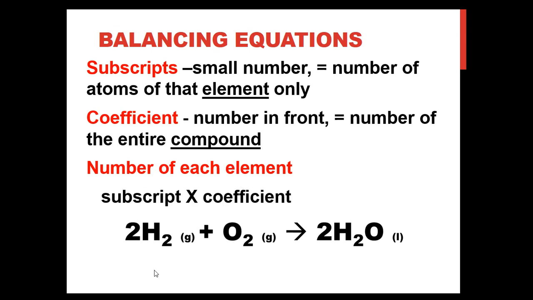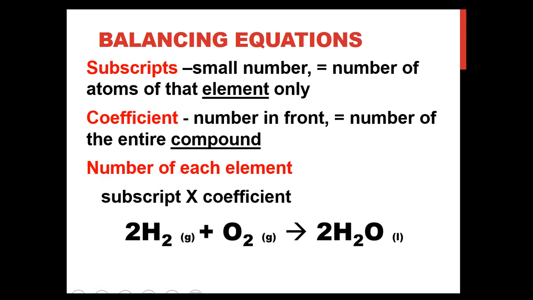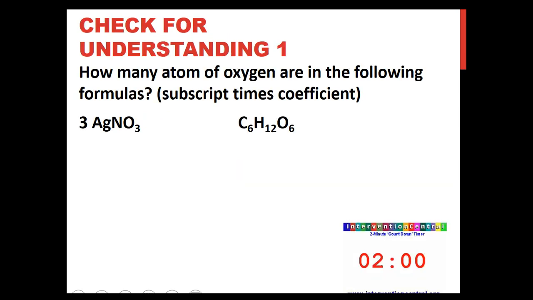So if I want to know how many H's there are, okay, I think I'm going to use this. How many H's there are, I would say this big 2 times this little 2, and there are 4 hydrogens on the left. If I want to check and see how many there are on the right, again, I would do this big 2 times this little 2, and there are 4 on the right. So the H's are balanced. For oxygen, I would say 2 times an invisible 1, and there are 2 oxygens on the right.